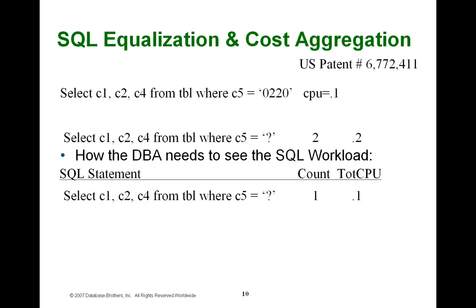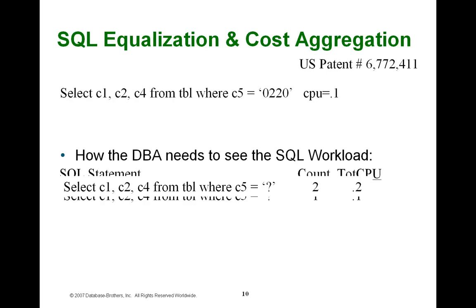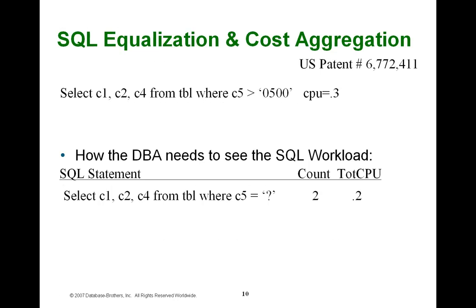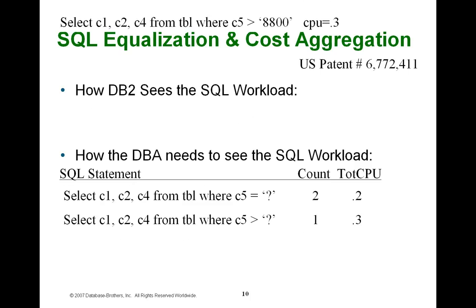The next statement arrives in the database engine. Here we see C5 equal to 220. Now we observe that this statement has occurred twice, using a total cost of 0.2 CPU seconds. The next statement arrives, C5 greater than 500. This statement has used 0.3 CPU seconds and appears at first glance to be the most costly statement in the workload. But this analysis process is very enlightening.